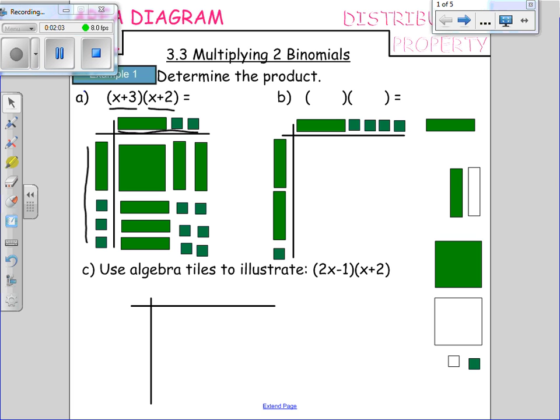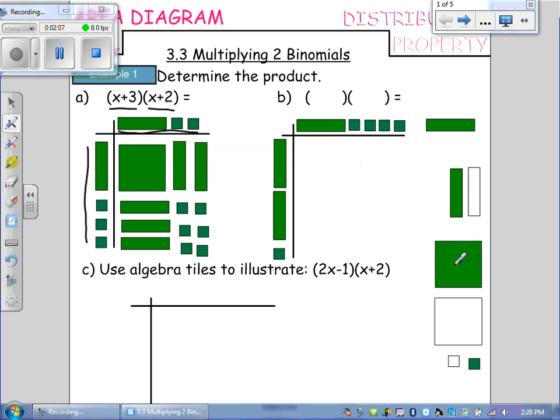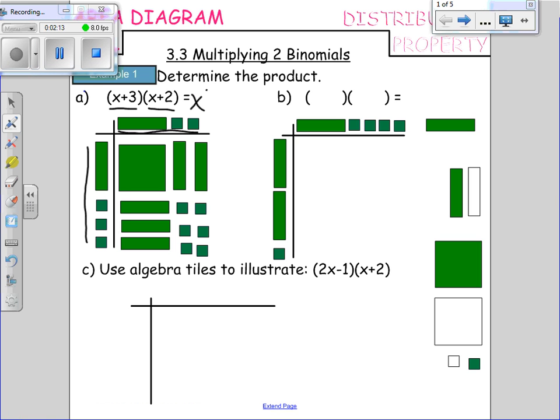Oh, I guess we need our answer. So what's our final answer? Is everything inside? Yeah, Taylor? x squared plus 5x plus 6. That's just everything we have in there. Our x squared, we have 5 of those, and we have 6. Perfect. Good job, Taylor.